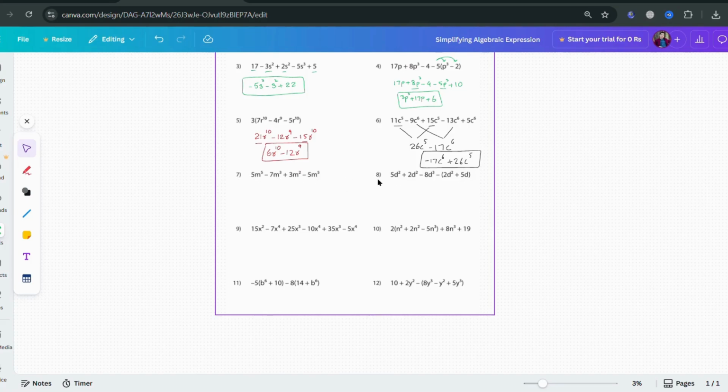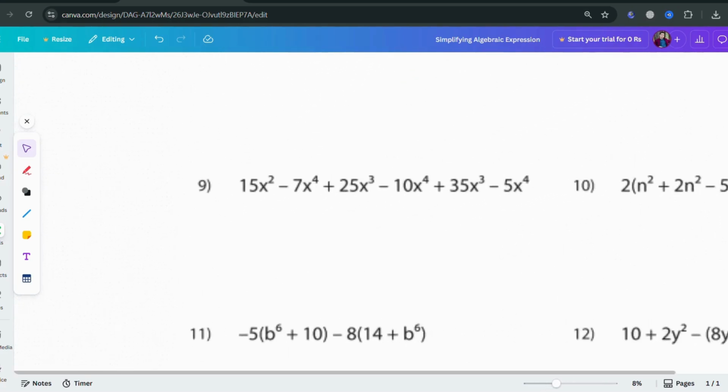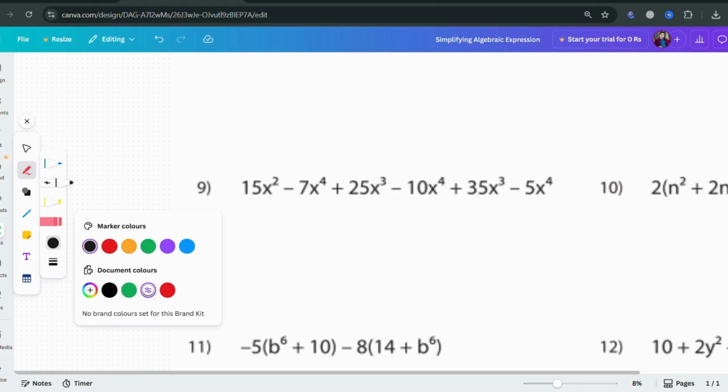I will move back to these two questions again, but I will solve 9, 10, 11 and 12 first, okay? Then I will move back to 7 and 8 and we will check if your answers are correct or not. So I'm solving question 9 real quick for you.